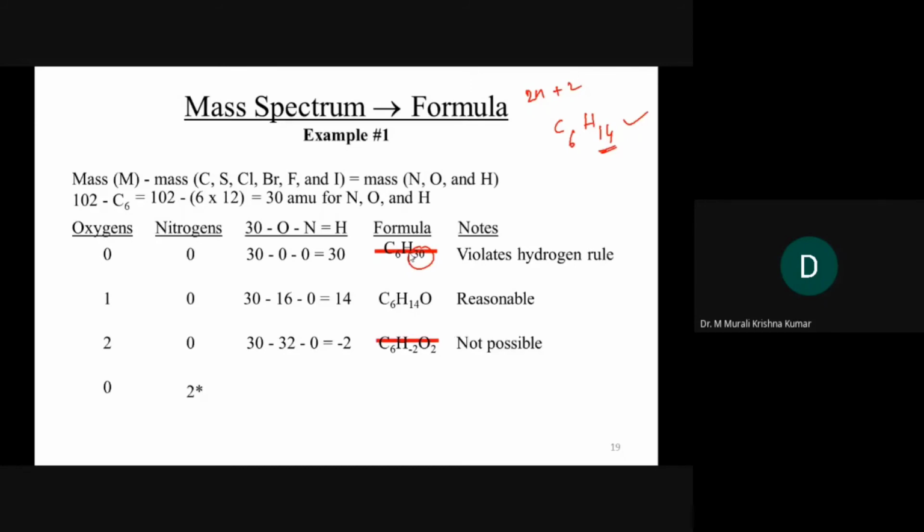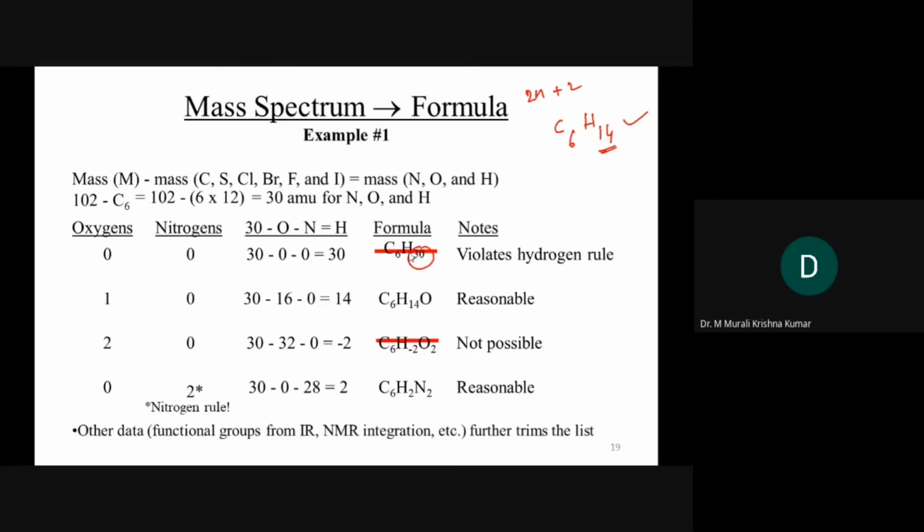If we keep nitrogens, we have to keep two nitrogens. Why two? Because it is an even number. So C6H2N2 is also reasonable. You can have a heterocycle, absolutely no problem. So with this simple exercise, we could narrow the molecule down to two molecular formulas, that is C6H14O and C6H2N2. So these are the two.